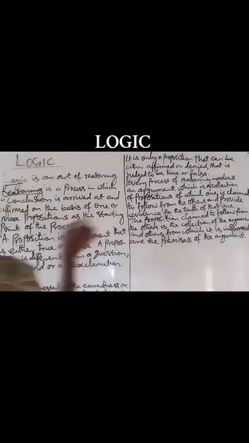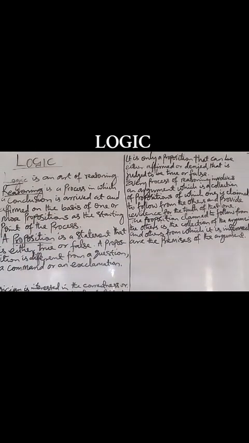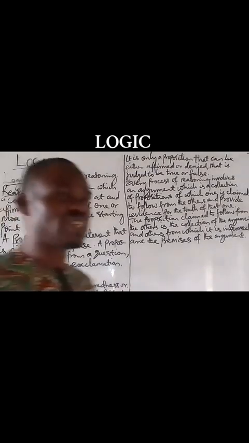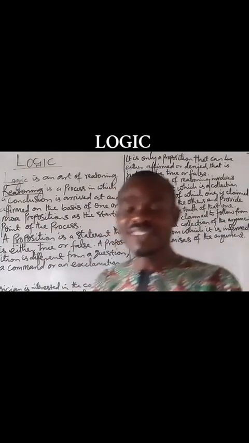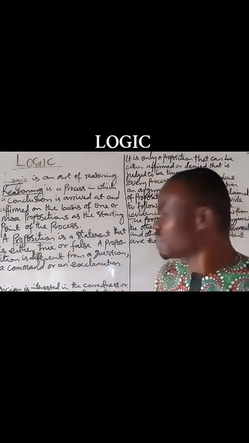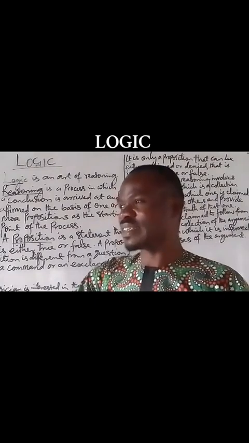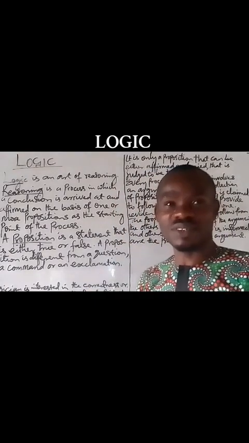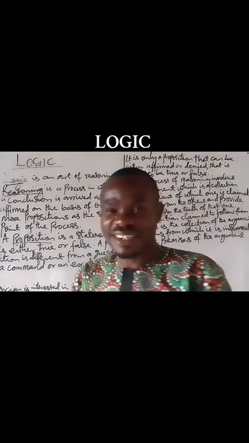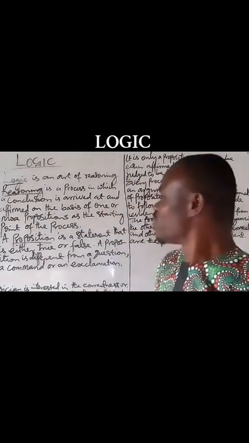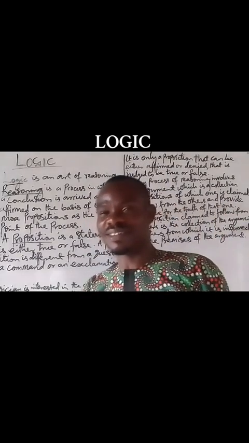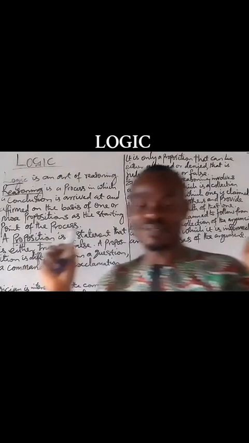Now, what is a proposition? A proposition is a statement that is either true or false. Now, in the English language, we have either and neither. When somebody says either, what does it mean? Either simply means this or this is my choice. Either Manchester United or Chelsea. That means I want Manchester United or I want Chelsea. But when somebody says neither this nor that, it means none of them is my choice.